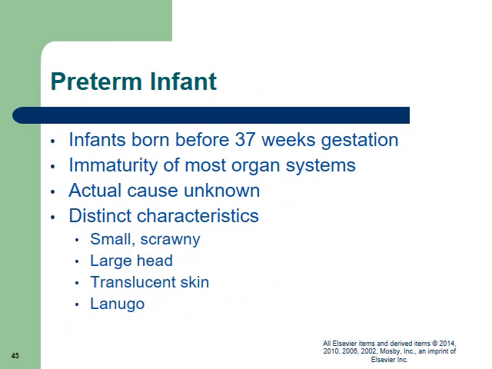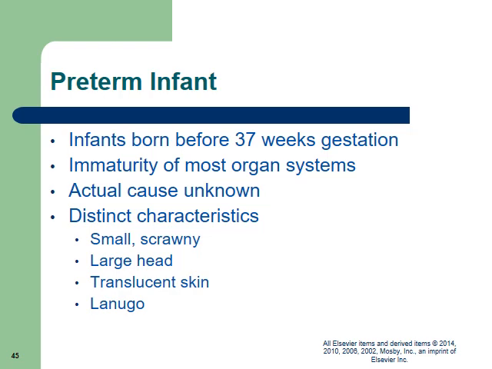They'll do okay. Preterm infants are those born before 37 weeks gestation. They have an immaturity of most of their organ systems. We don't know what causes one woman to go into preterm labor and another woman not to. We have no idea. It's just the way it is.